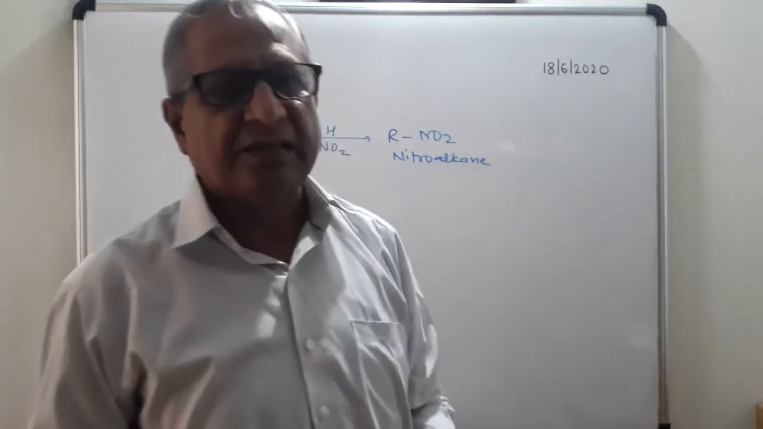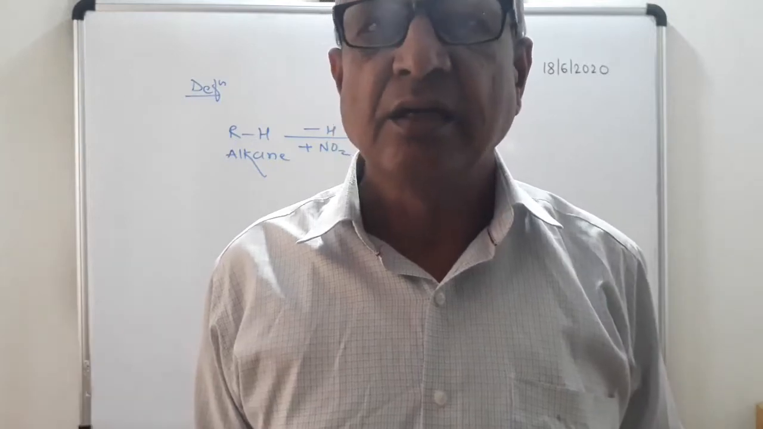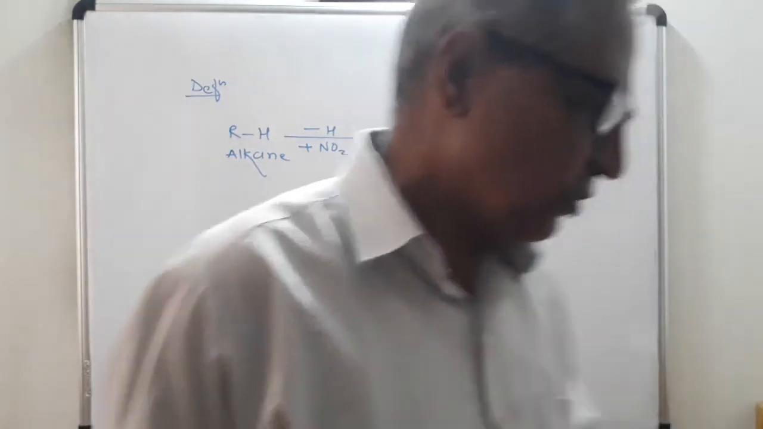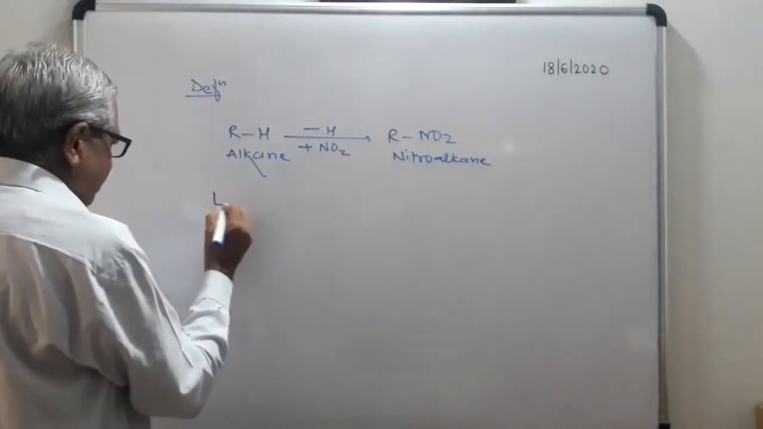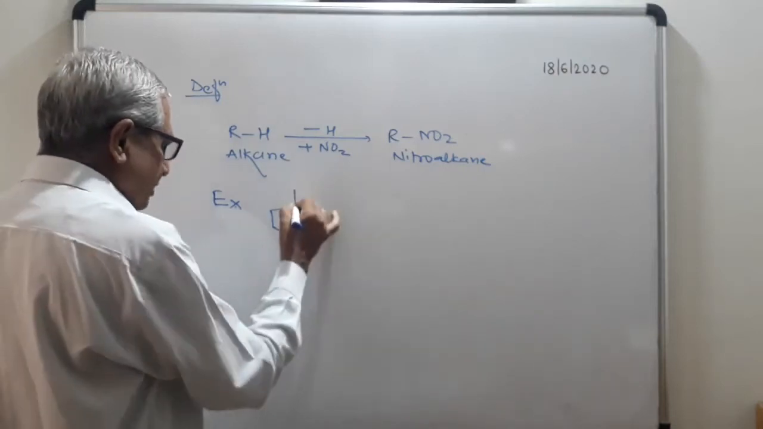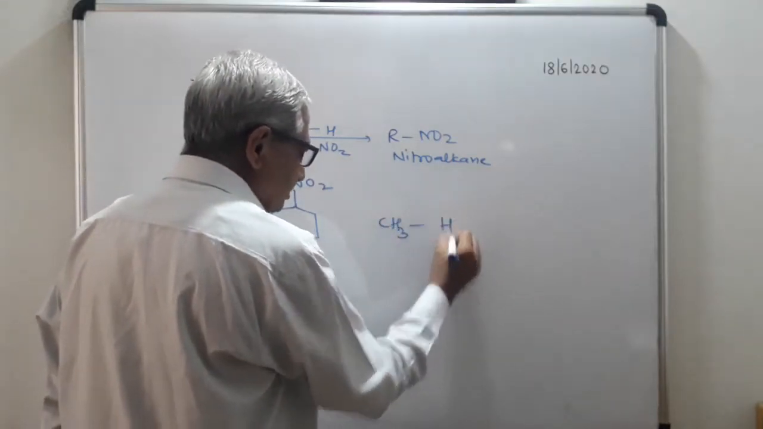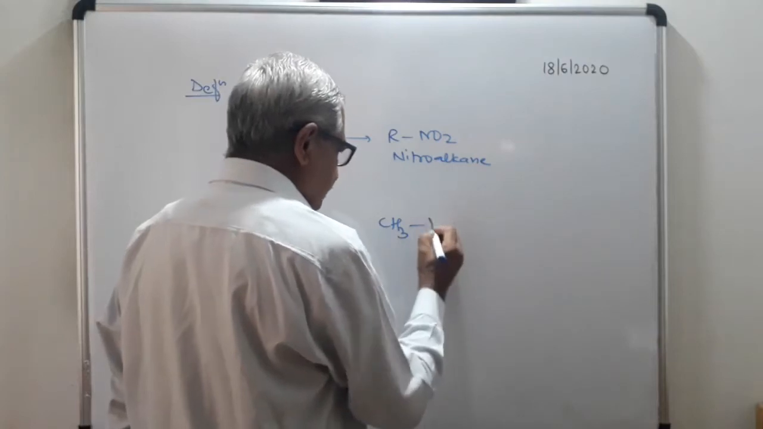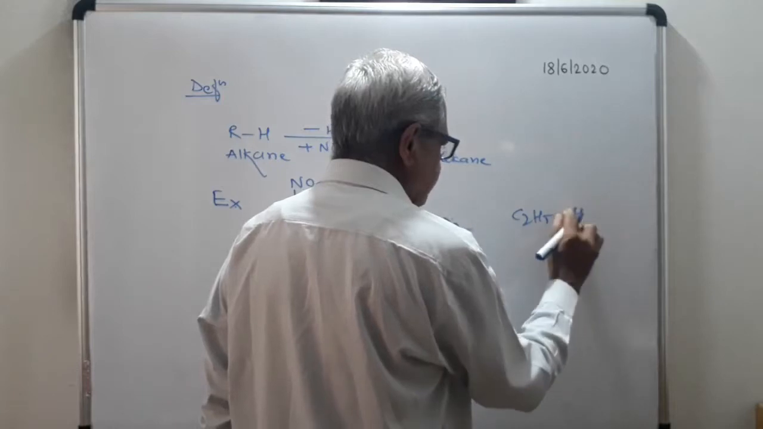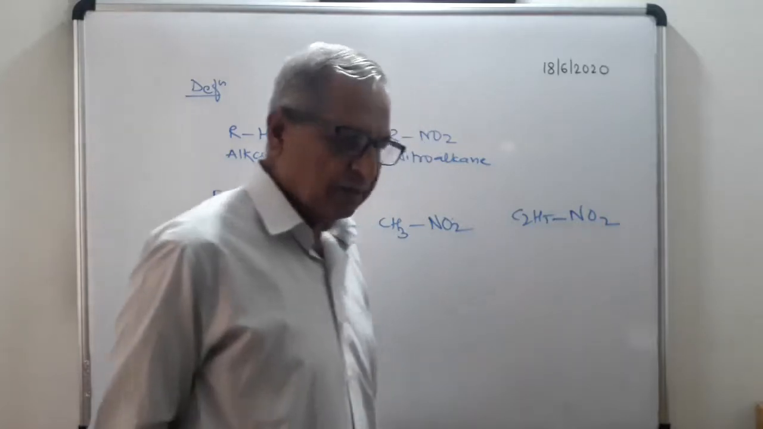See the definition: when one or more hydrogen atoms of the hydrocarbon such as alkane are substituted by the corresponding number of NO2 groups, the derivative is known as nitroalkane, a nitro compound. See the example here. This is cyclohexane, and this is nitrocyclohexane. This is methane. When this hydrogen atom is substituted by NO2 group, nitromethane. This is your ethane, C2H6. When this hydrogen atom is substituted by NO2 group, it will become nitroethane.